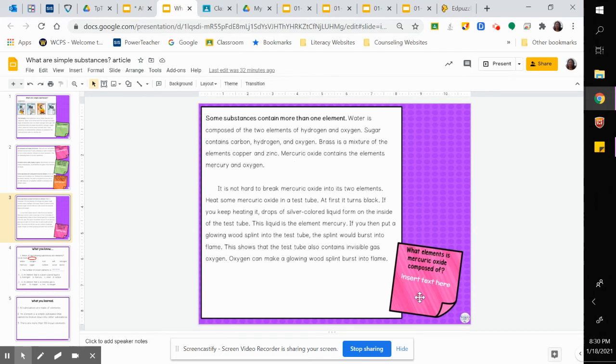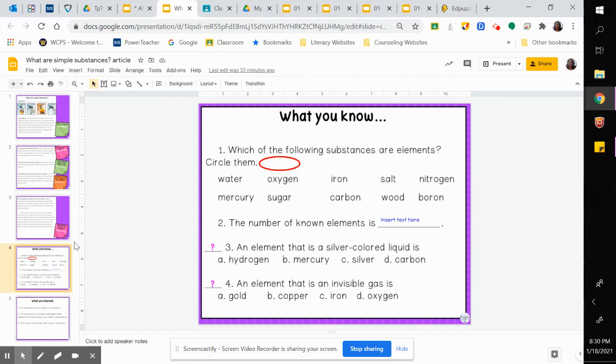So what elements is mercury oxide made of? Please use the first paragraph in your packet to come up with that answer. Last sentence. So on this page, it's asking you to answer some questions, right?